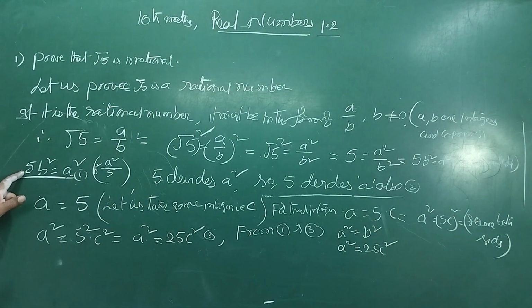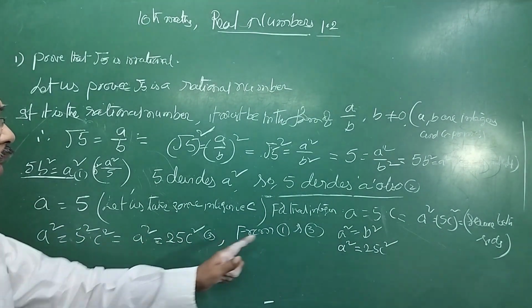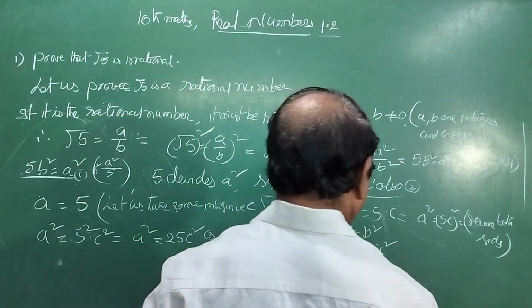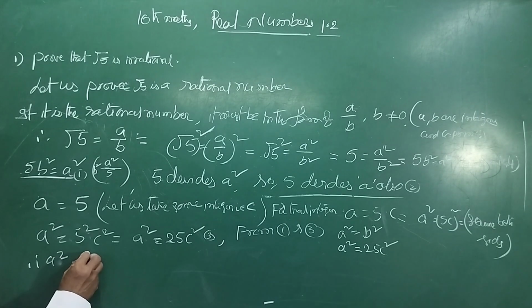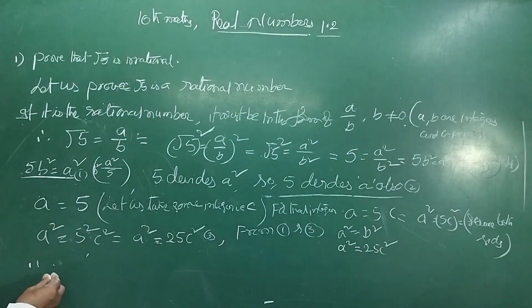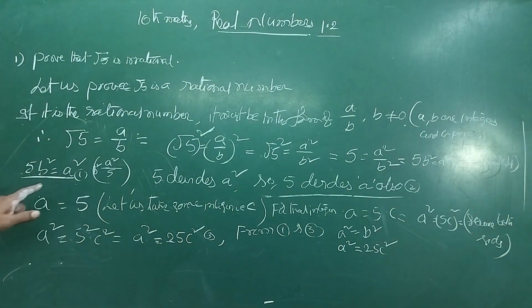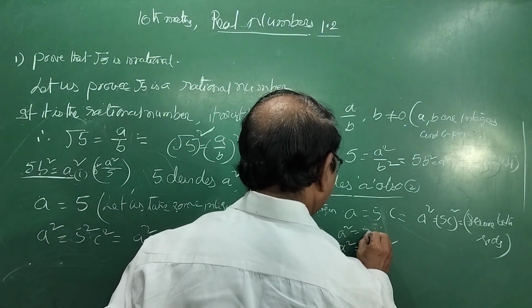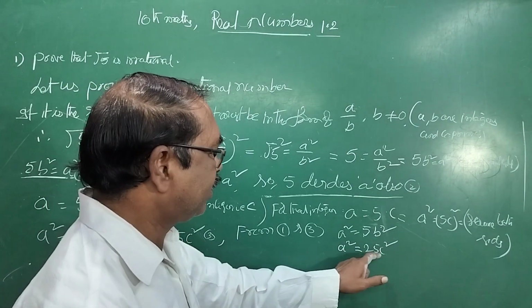You see, a square is equal to 5b square and 3a square is equal to 25c square. Let us write in here. Therefore, a square is equal to 5b square, a square is equal to 25b square. Sorry, we have mistaken: a square is equal to 5b square. Yes, a square is equal to 5b square.